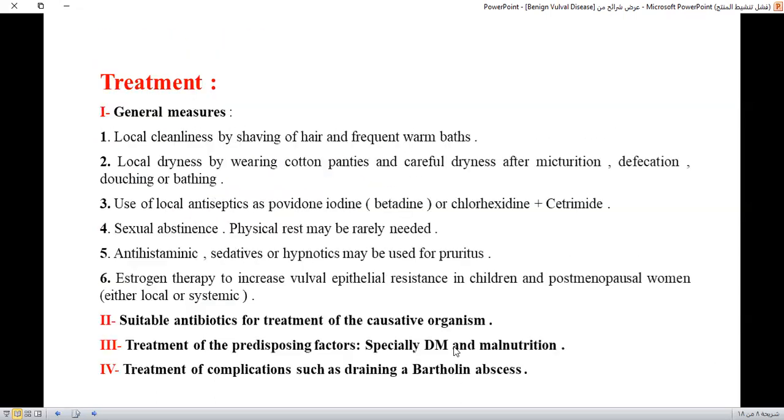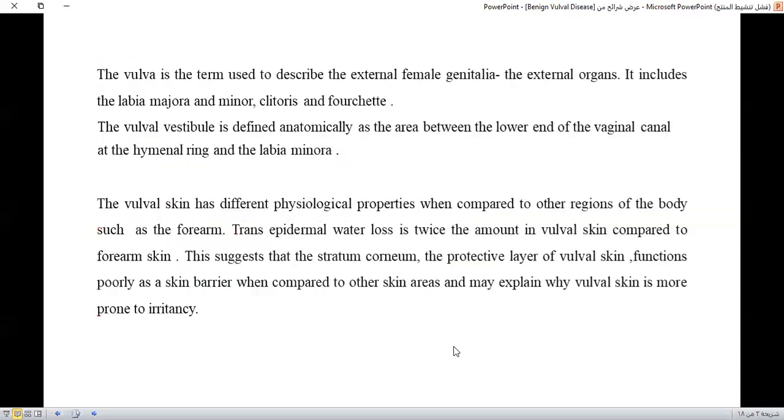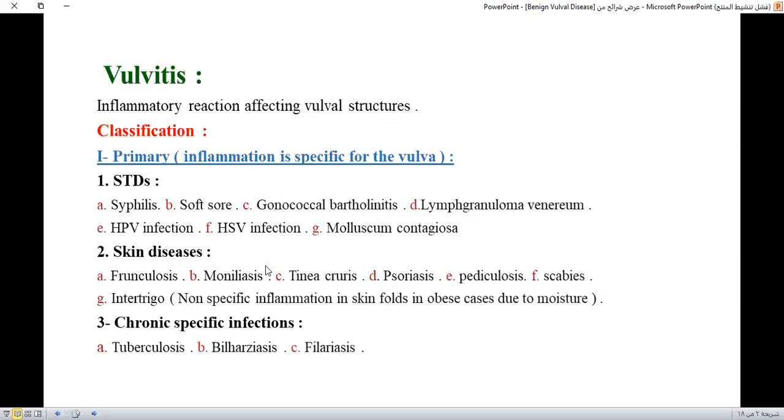So the lecture we talked about at the beginning was the definition of the vulva, which includes the labia majora, labia minora, clitoris, and forehead. The vestibule we defined as the area between the lower end of the vaginal canal and the labia minora. The most important physiological property of vulval skin is that transepidermal water loss is twice the amount in vulval skin compared to forearm skin, so it is more liable to irritation.